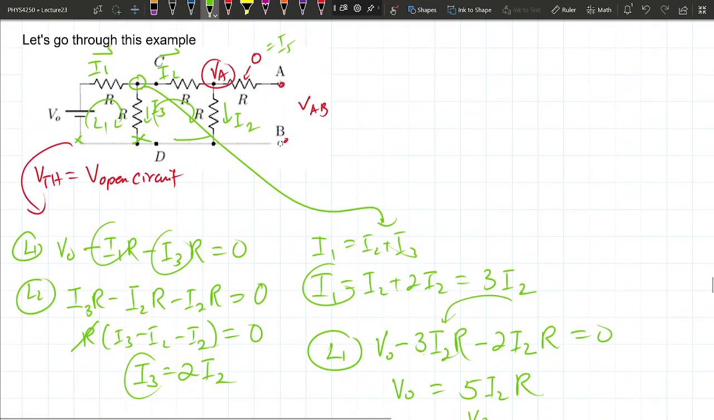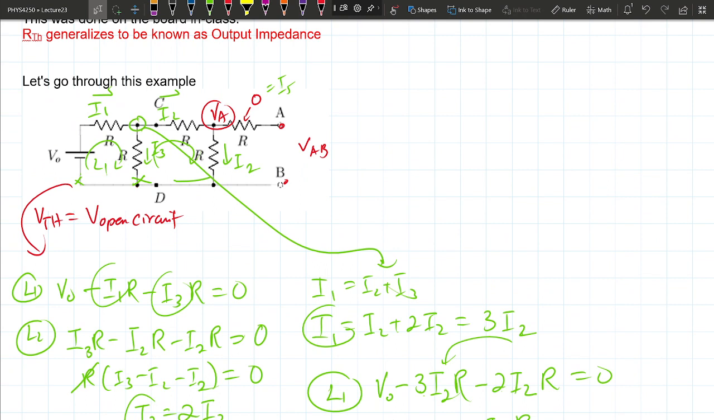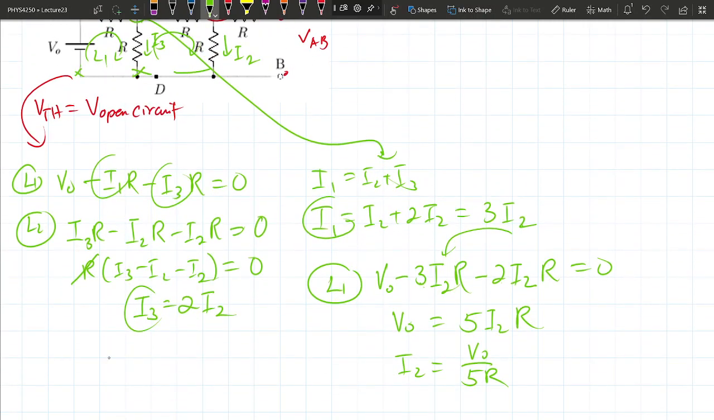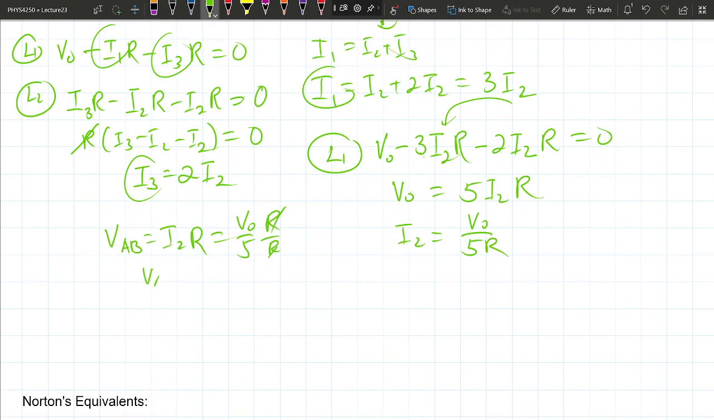So that's I2, which is exactly what we want. I2 is what determines the voltage difference between A and B, because between these two points there's only one resistor. If we multiply I2 by R, we get exactly that voltage. So VAB is I2 times R, and we already know I2 is V0 over 5R, so the R divided by R goes away. So VAB is V0 over 5. And that's actually V Thevenin, which is the open circuit voltage.